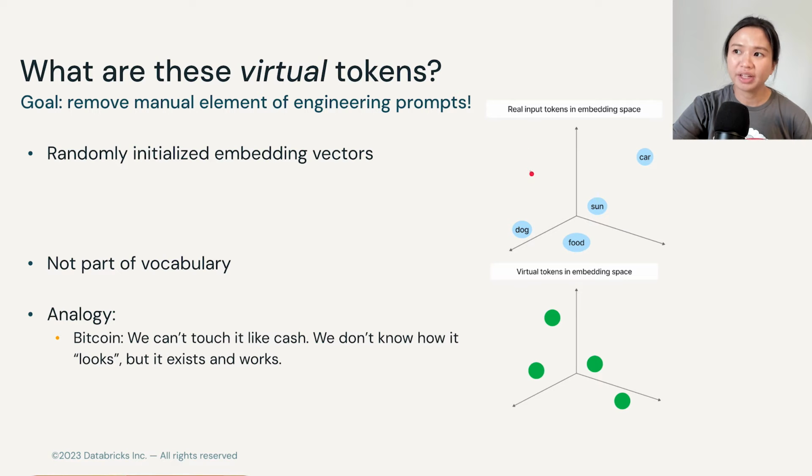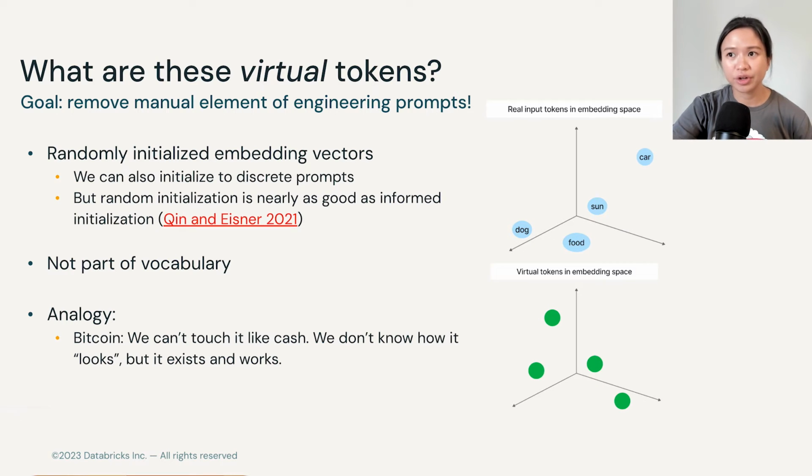So on the right-hand side, the graphic over here, you can see that when we have real word input tokens, we can visualize them in an embedding space and know exactly what word it represents, or what token it represents. But when we look at virtual tokens in an embedding space, we know that it occupies somewhere in the embedding space, but we don't know what text it corresponds to. So it's a little bit like Bitcoin when we know that it functions like money, but we cannot touch it like cash. We don't even know how it looks, but it exists and it works.